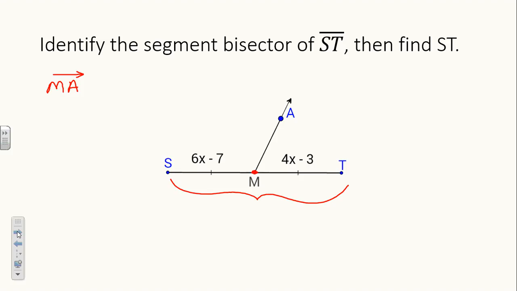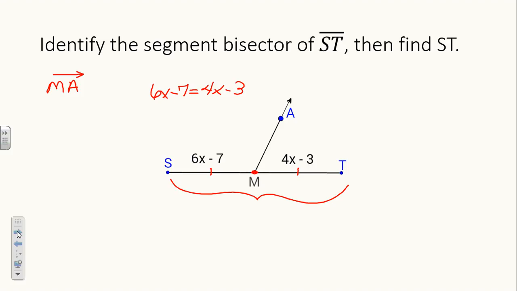Figure out x, and then multiply one of those segments by 2. How are we going to figure this out? What do these tick marks mean? The segments are congruent. That means that their distances are the same. So can we set 6x minus 7 equal to 4x minus 3? Yes, that's what congruent means, right? They have the same length.